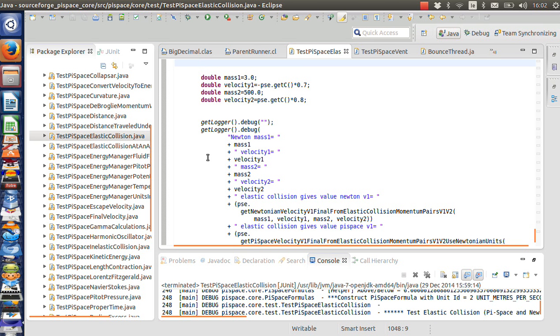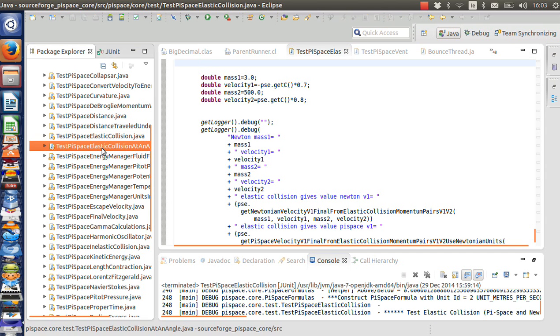In another lecture, I may talk about how I've done the elastic collisions at an angle. So basically, I also calculate what the results should be if there's a collision at an angle, instead of when they collide straight on, and what the extra steps are that need to be done there.